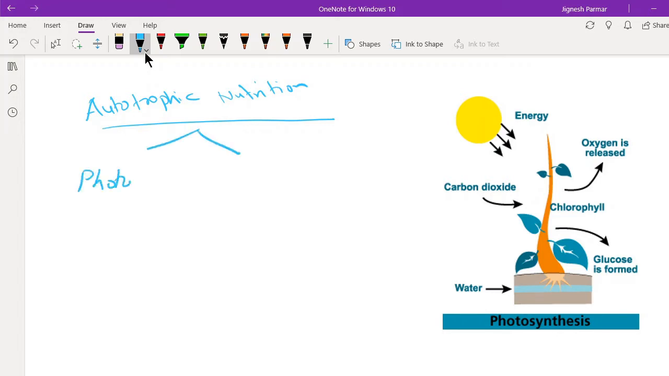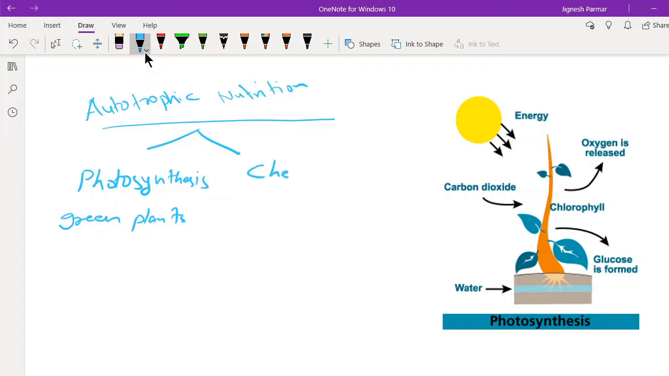One is photosynthesis. It means green plants take light and prepare their own food. Photo means light. With the help of light, they prepare their own food. That kind of autotrophic nutrition mode is called photosynthesis. Now we will study photosynthesis in detail.